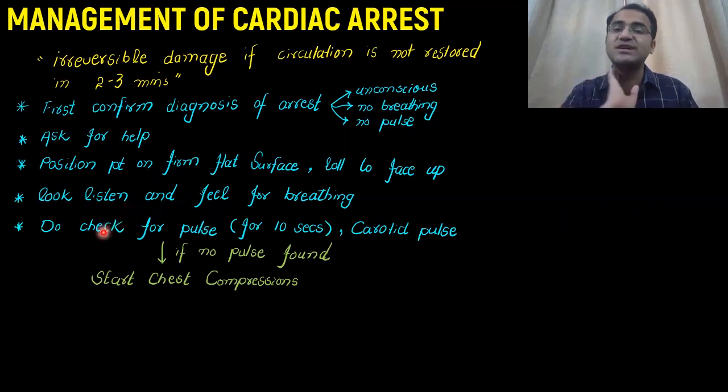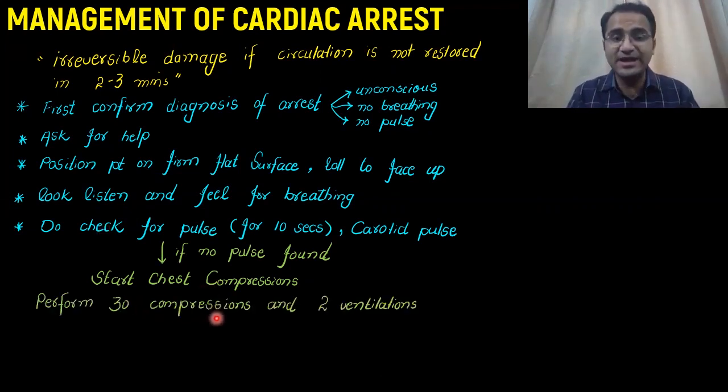Basically, when you are checking for the carotid pulses, you check for at least 10 seconds, not more than 10 seconds, and at the same time you are also looking for breathing. So you check the pulses and you are looking for the breathing. If no pulse is found, start chest compression and perform 30 compressions and then 2 ventilations. 30 compressions and 2 ventilations.